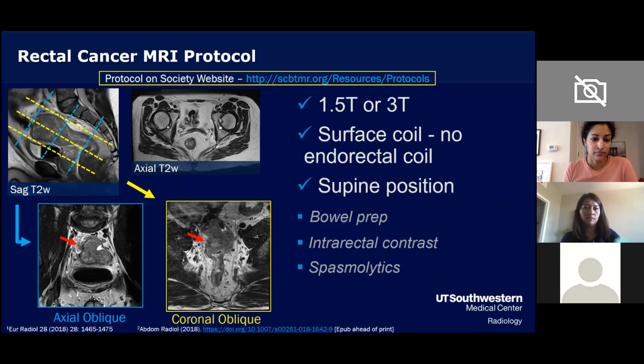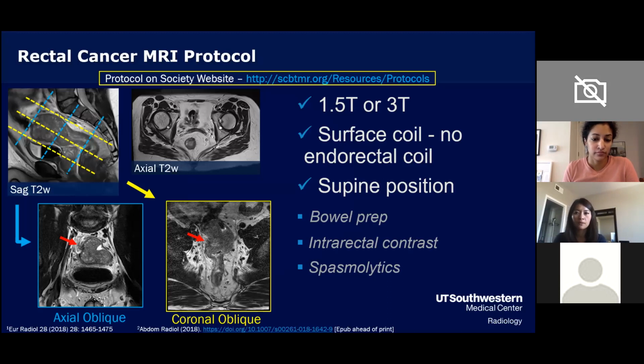Rectal cancer staging can be done on 1.5T or 3T. We use a surface pelvic coil, not an endorectal coil. Patients are imaged in supine position. And then depending on your institution, you may or may not use a bowel prep such as a microenema, intrarectal contrast, or a spasmolytic agent.